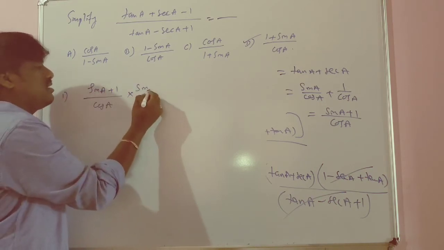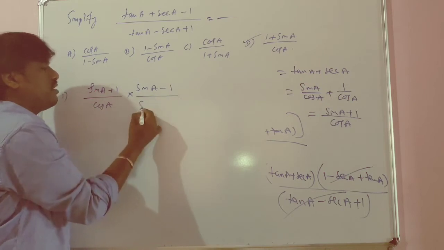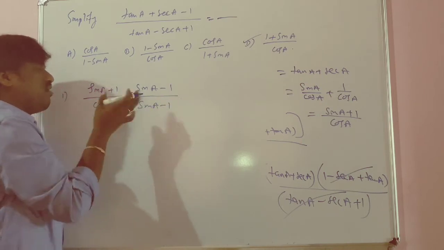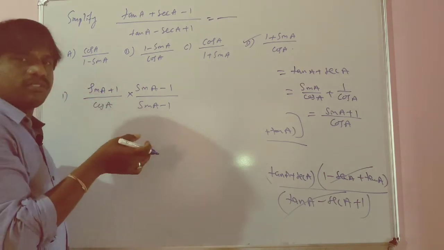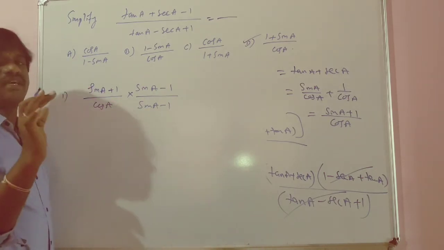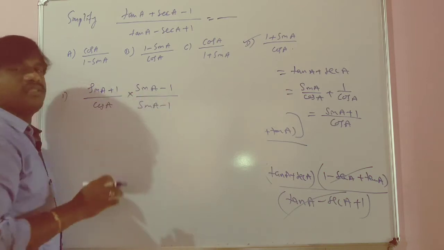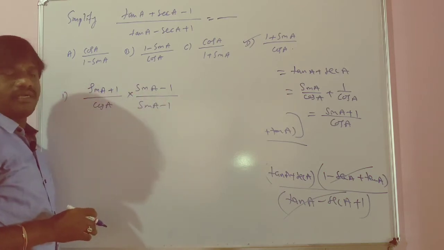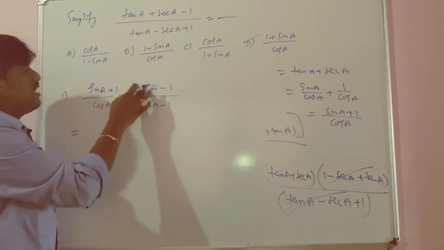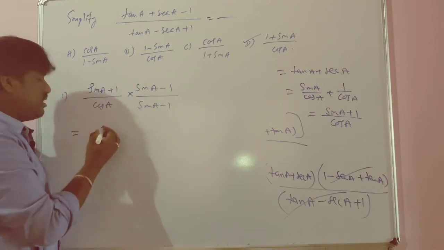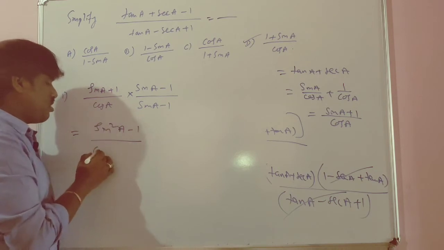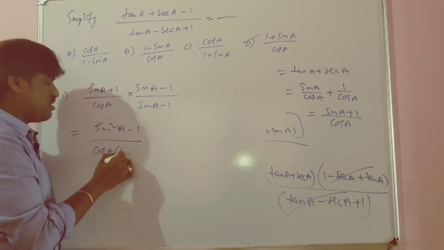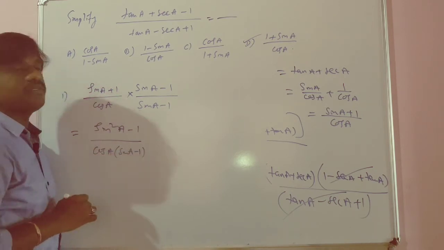That means you can write it as (sin A minus 1) upon (sin A minus 1). You don't think this is a rationalization, this is the word I am using because you are very familiar with that. You can multiply with sin A minus 1 by sin A minus 1. So on the top, I can write (A plus B) into (A minus B), that I can get as sin square A minus 1 by cos A into (sin A minus 1).